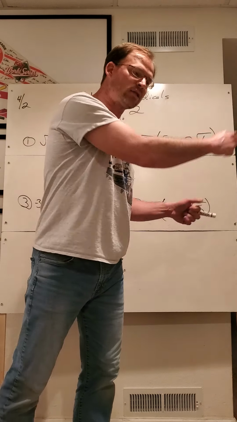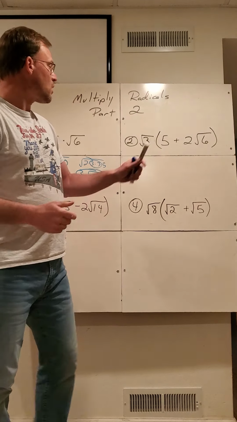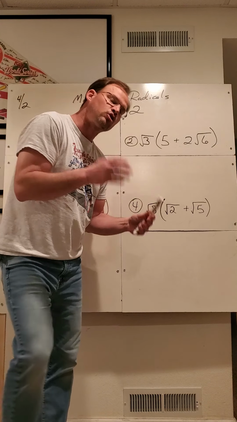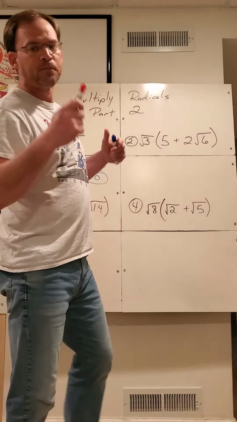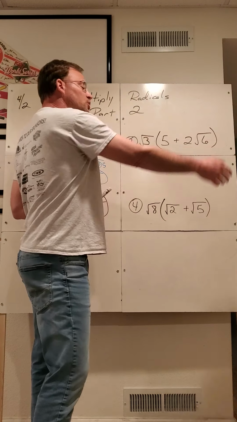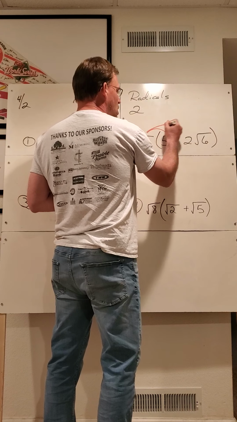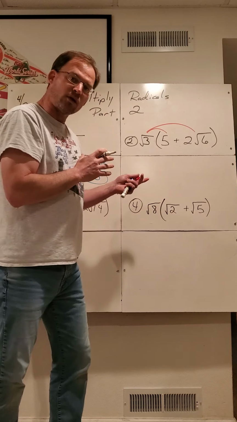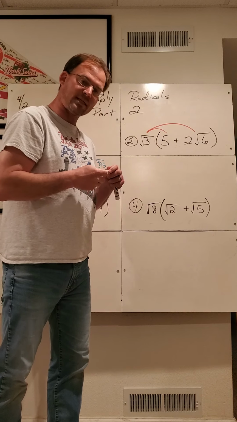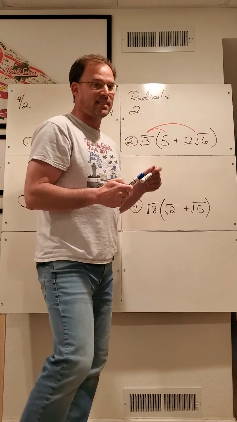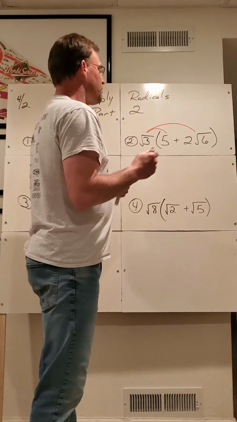Now the last question on the quiz last week was a problem that looked like this. I said, try it, see if you can figure it out. Let's talk about it. It should look familiar. It is simply a distribution problem. We're going to take the thing that's on the outside times everything on the inside. We've done this lots of times before. Now we're just repeating it with radicals.